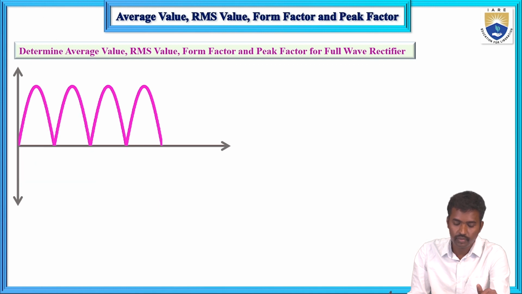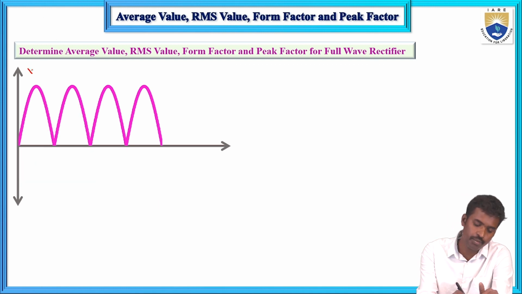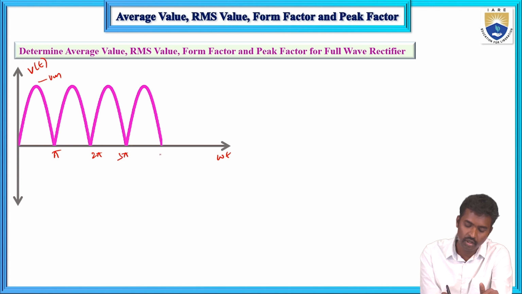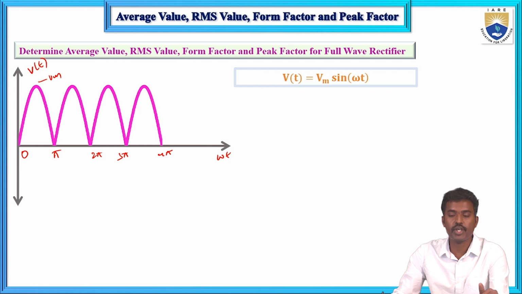Next, RMS value. Same thing, V of t, omega t, this is the Vm, this is pi, 2 pi, 3 pi, 4 pi, this is 0. V of t equals Vm sin omega t.